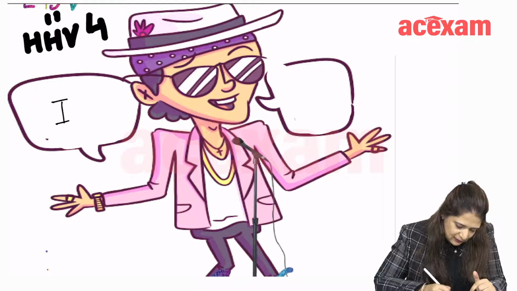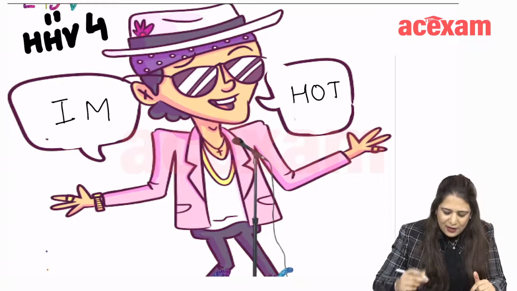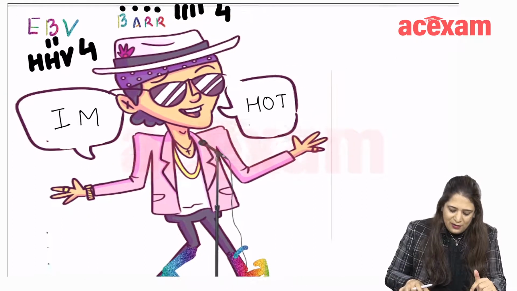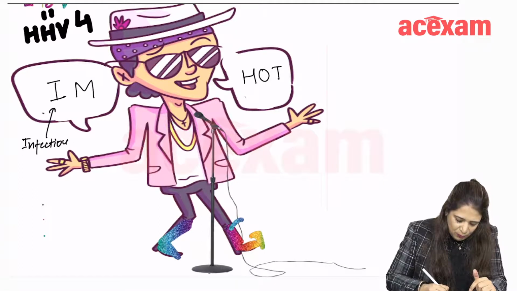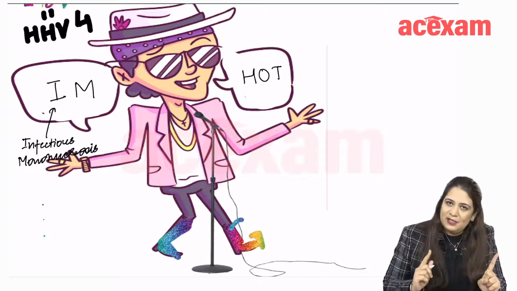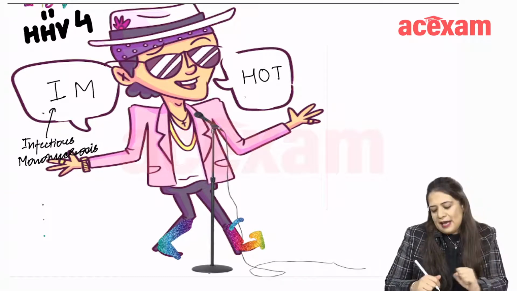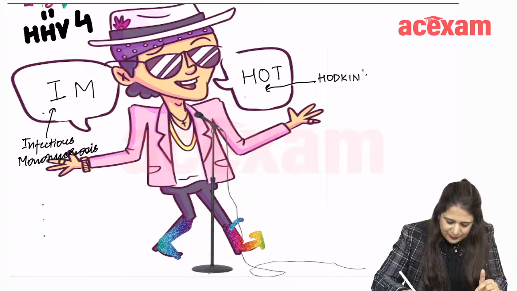So this person keeps on saying, I am hot. So with the help of this, you can remember I, infectious mononucleosis, IM. So infectious mononucleosis is caused by which virus, my friends? The answer is Epstein-Barr virus. Then he says, I'm too hot, right? Hot, you can remember Hodgkin's lymphoma.